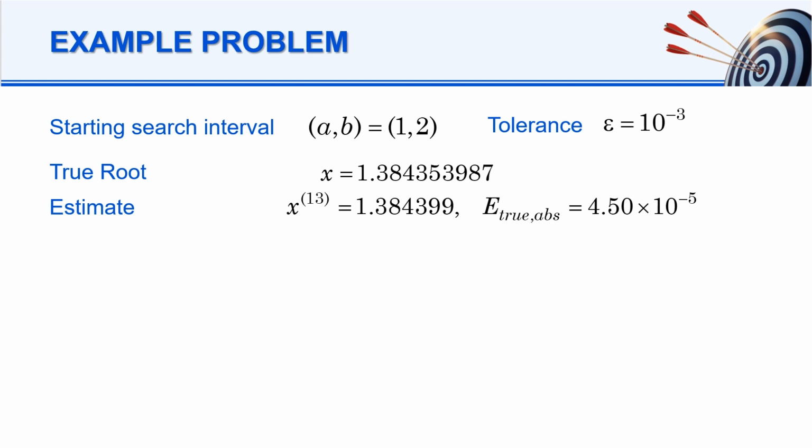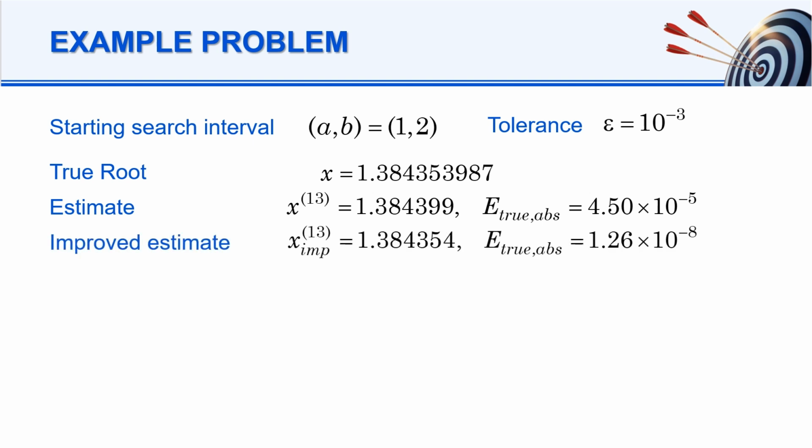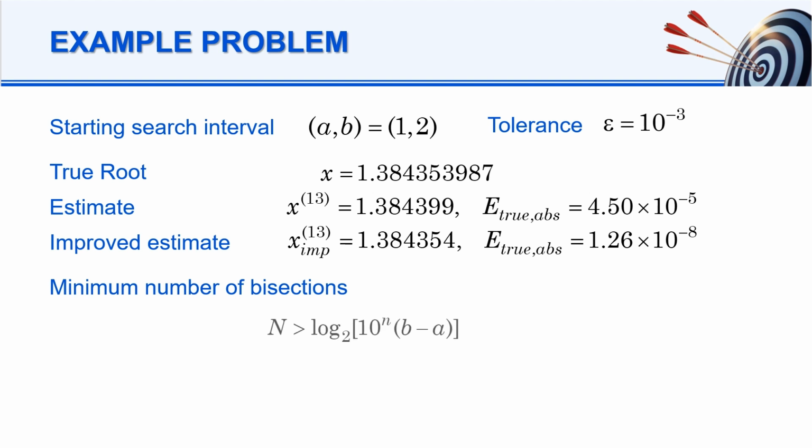The improved estimate is obtained as 1.384354 using the linear interpolation after the last step, which yields a true absolute error of 1.26 times 10 to the power of minus 8. The number of bisections required to reduce the interval width below the specified epsilon is found to be about 10.